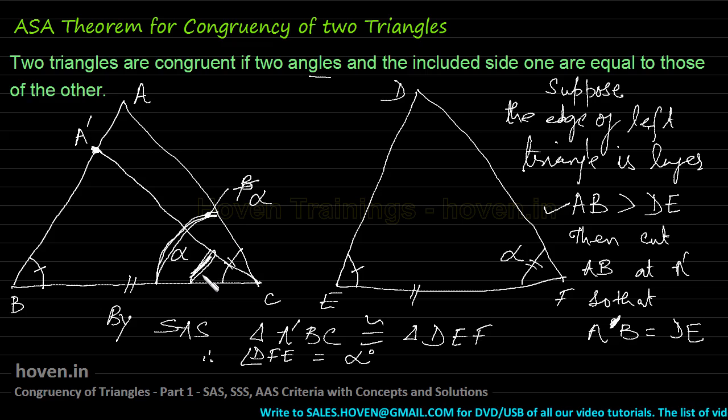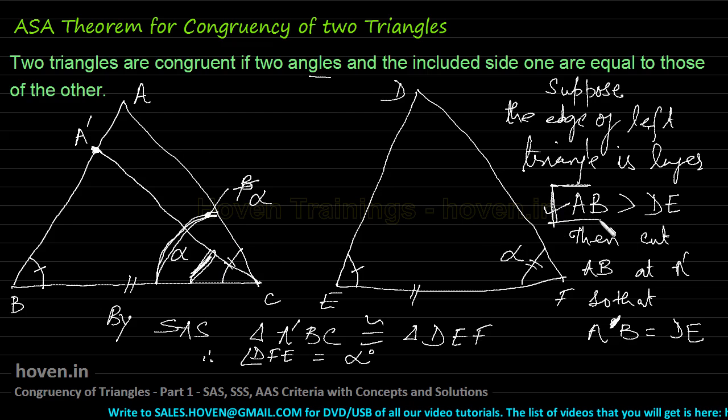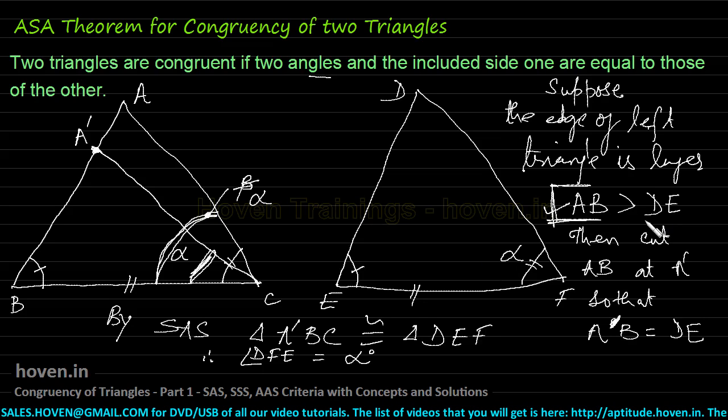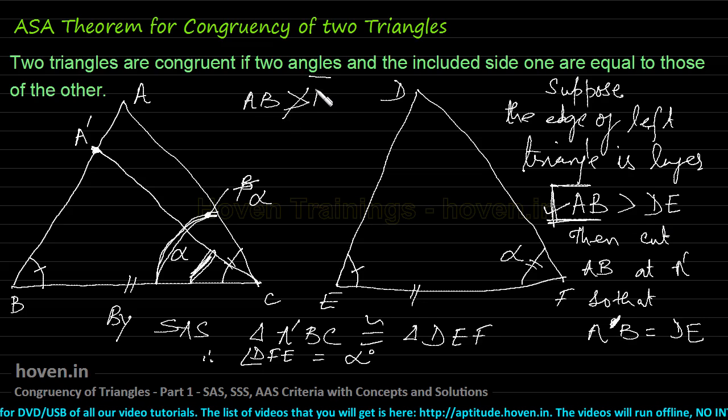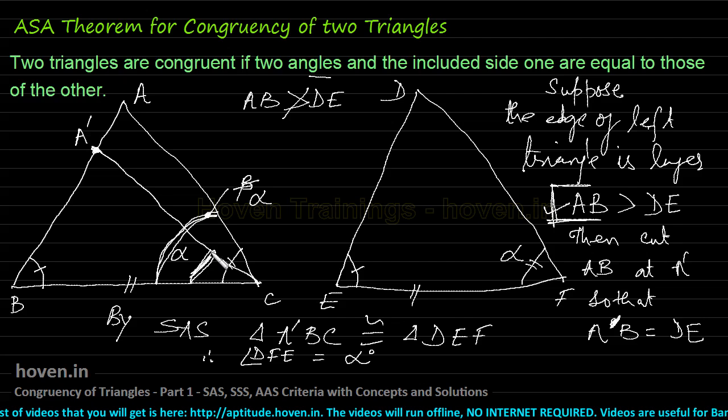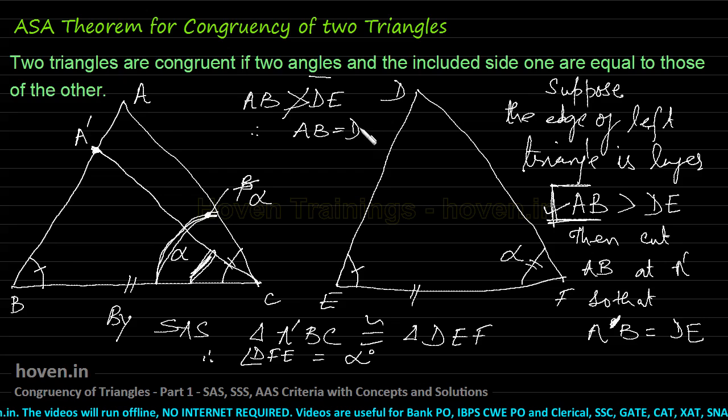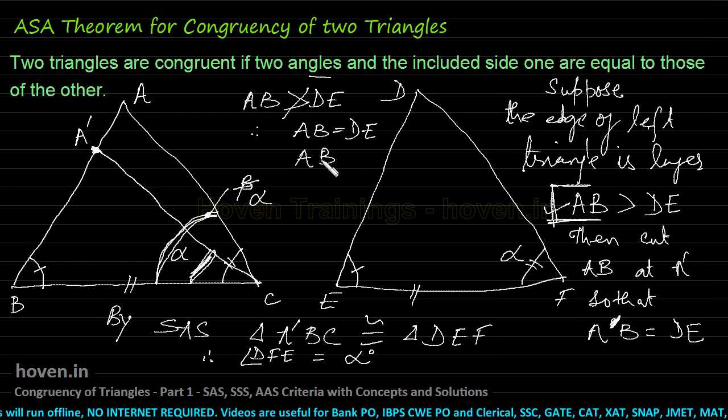Therefore, a contradiction has arrived, and because of this contradiction, our original assumption must be wrong. So AB cannot be more than DE. One thing we have built is that AB cannot be more than DE, because if it is more than DE, then a weird situation arises where the outer angle has to be forced to be equal to the inner angle, which won't be possible. So AB is not more than DE, therefore either AB is equal to DE or AB is less than DE.